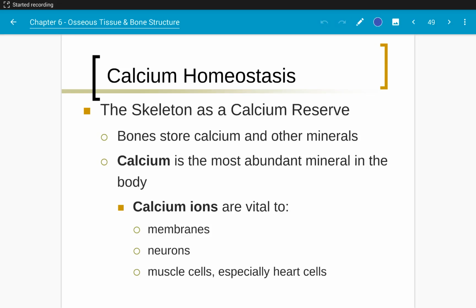Hi, we're starting on slide 49 of chapter 6, osseous tissue and bone structure. So we're just finishing up the last part of this chapter before you start your lecture on articulations.